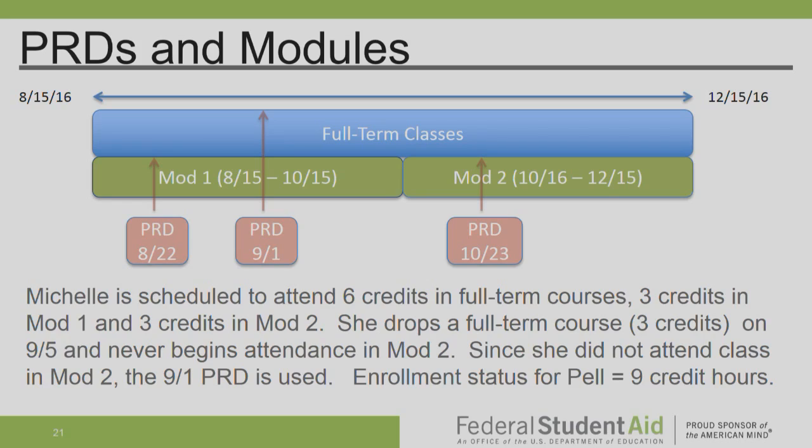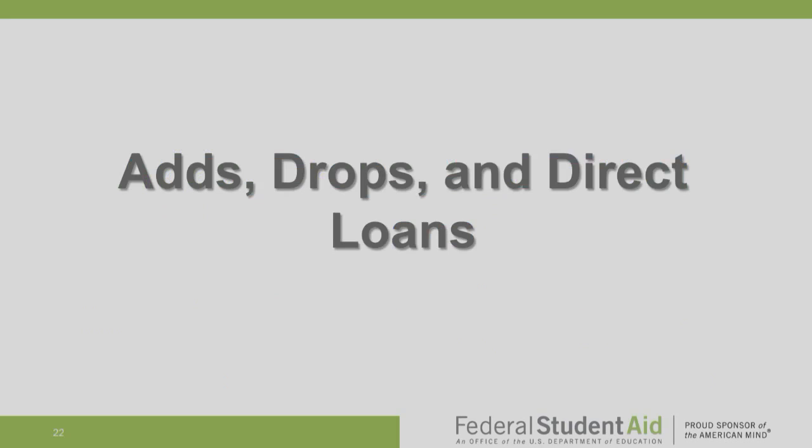But guess what? Because she never began attendance, do I get to count in the Module 2 course, do I get to count those credit hours? I don't, because she never began attendance. Remember, we take that away. So that's why Michelle is at 3/4 time Pell in this example. Okay? Let it sink in.